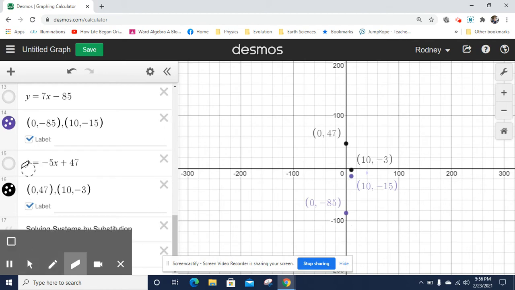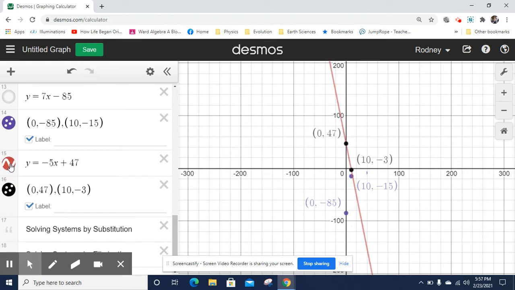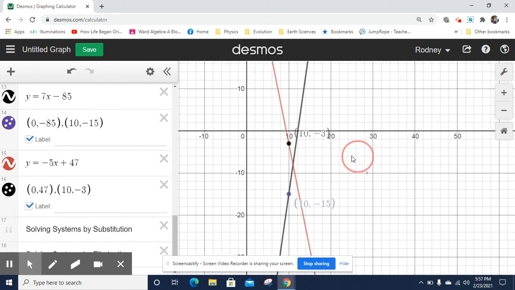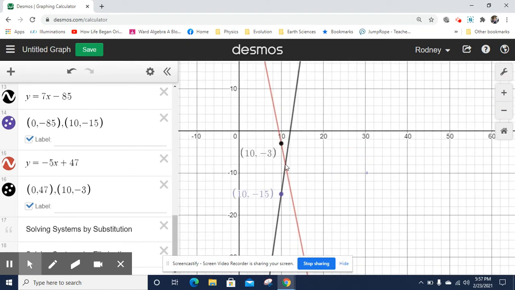Now, if I turn these equations on, you'll see I get that line, and I get that line. And there's going to be an intersecting point here. That intersecting point is going to be the solution for this system of equations right there. I click it, Desmos will just give it to you: 11, -8.